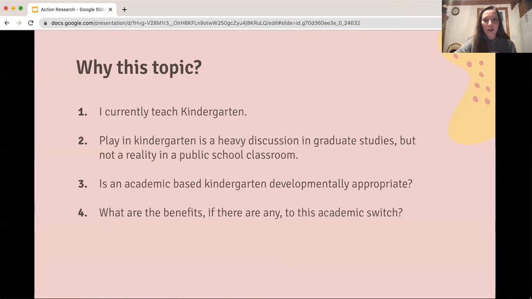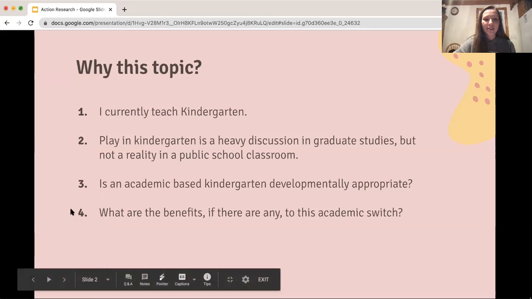So all throughout my undergraduate studies, I took a play class probably each semester. And even so in my graduate studies, I've taken, I believe, 2 play classes, just solely focused on the importance of play in early elementary classrooms. So I'm really intrigued by this. Like, why are we taking these classes in college, but it's not a reality in the public school setting? So that was part of the reason that I chose this topic.